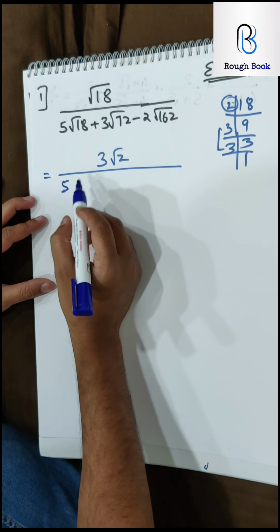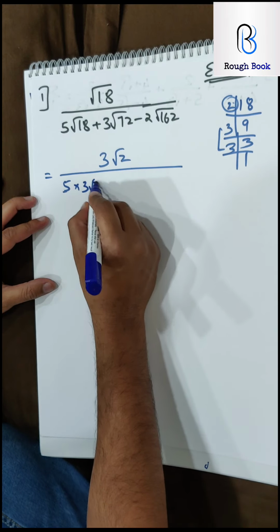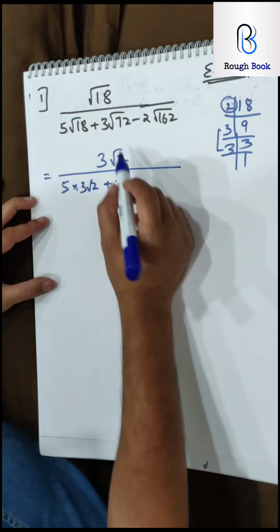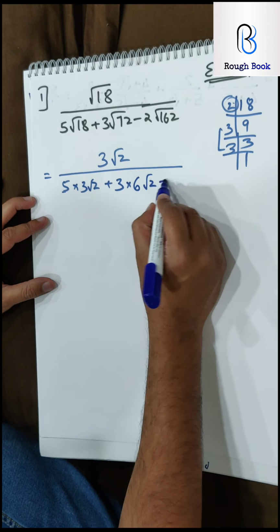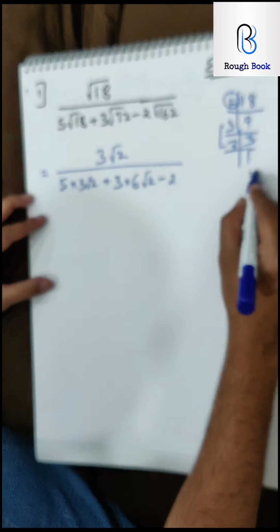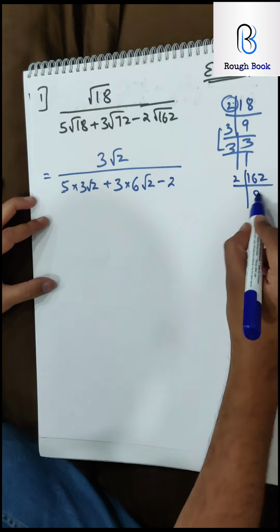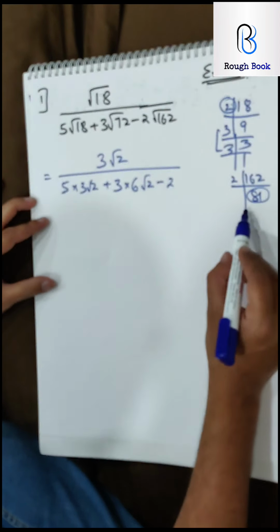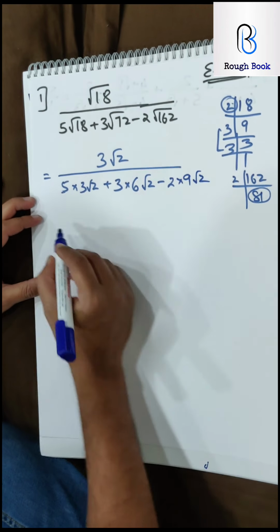Okay, you're back. 5 into root 18. So root 18 is again going to be 3 root 2. 3 times root 72. So root 72 is 36 into 2. 36 is 6 root 2. Likewise 162. If you don't know, it should be 9 root 2. How? So 2 divided by 81. 81 is a square root of 9, or 9 square is 81. So I will write 9 and this 2 stays inside.